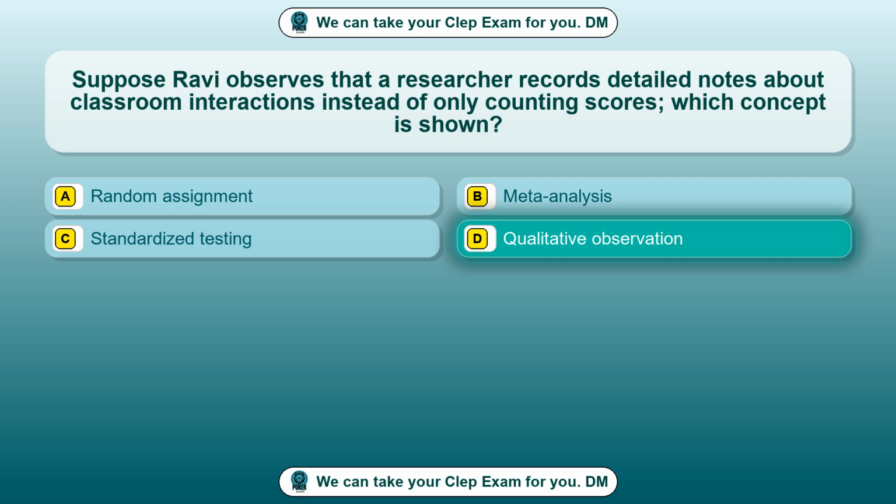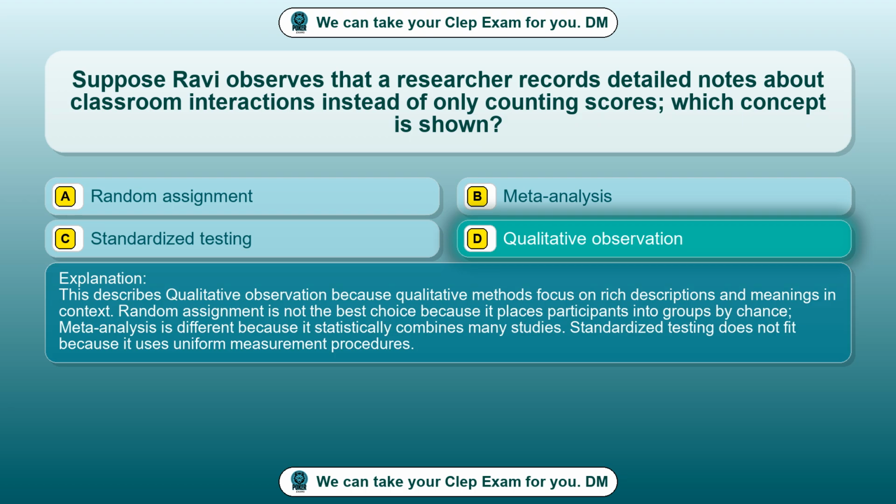Qualitative observation. This describes qualitative observation because qualitative methods focus on rich descriptions and meanings in context. Random assignment is not the best choice because it places participants into groups by chance. Meta-analysis is different because it statistically combines many studies. Standardized testing does not fit because it uses uniform measurement procedures.